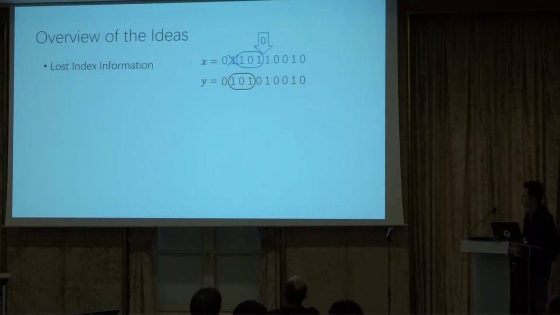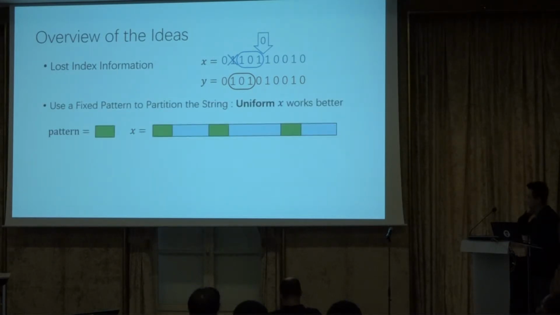And here is the overview of the high-level ideas in this work. So the first observation is the edited errors will cause the loss of index information of these substrings. So the main point is to recover the right index information of the substrings. To achieve this, we first partition the strings into smaller blocks. In detail, we first choose a fixed pattern and try to match the substrings of X with this pattern, and use these substrings to partition the string X.